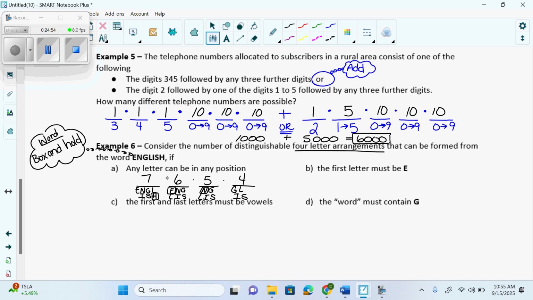840, I believe. 7 times 6 times 5 times 4 is 840. 42 times 20.